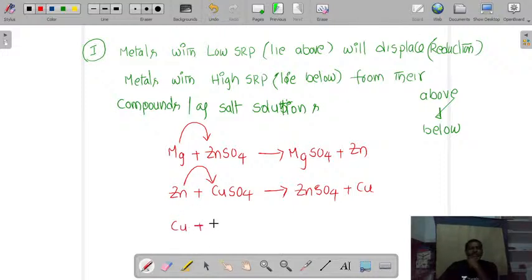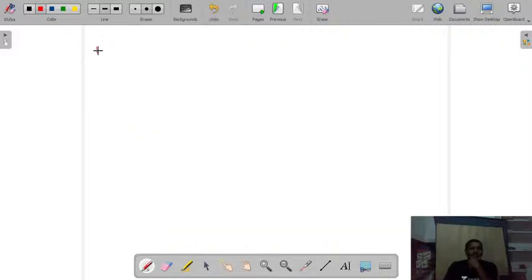Copper below the series, when it reacts with magnesium sulfate aqueous solution, no reaction will take place because magnesium above the series can displace copper from copper sulfate solution. It cannot displace magnesium from its salt solution. And another important feature is non-metals reactivity.